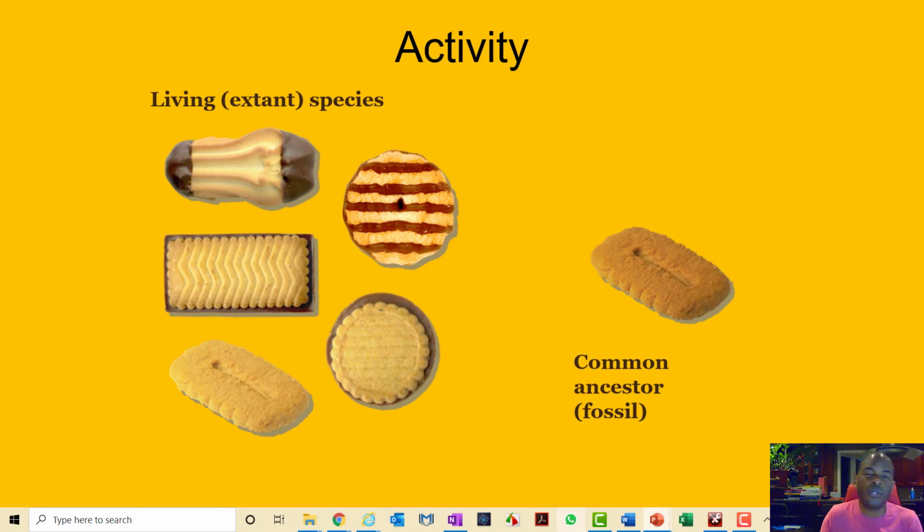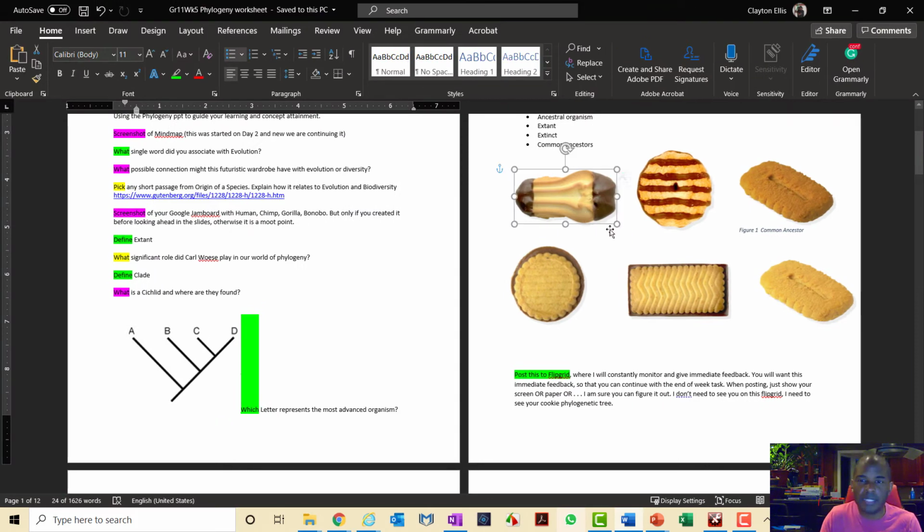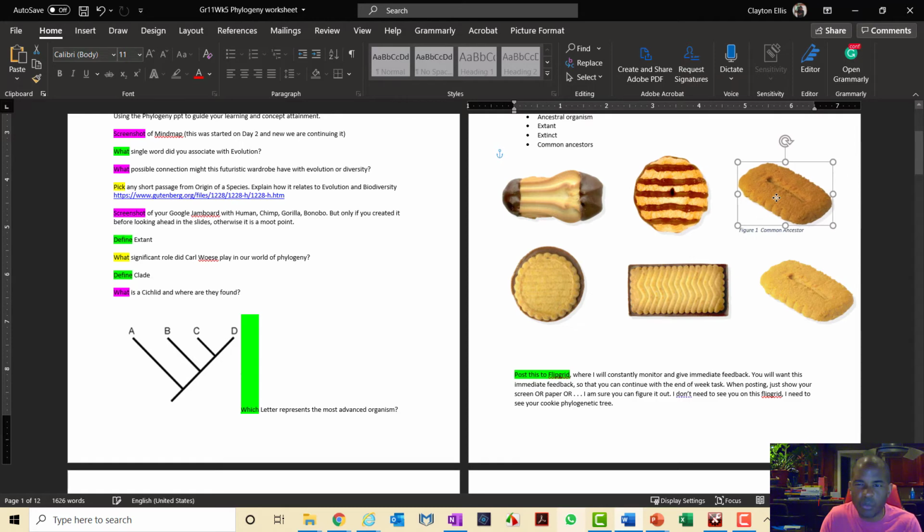So in the Google Doc, you're going to see this section that has the cookies. And these cookies are movable, right? So you can move them around the page. And what you're going to do is create a phylogenetic tree. This cookie here is your common ancestor.